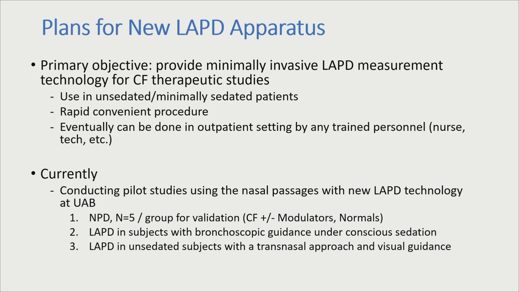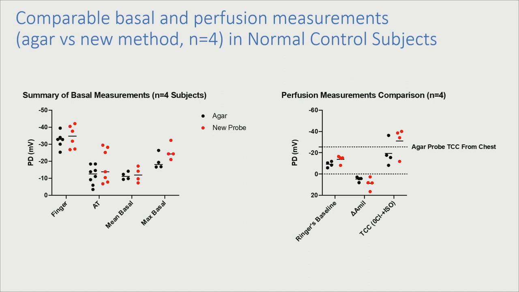Currently we're conducting a pilot study using the nasal passage as an assay to look at this catheter, enrolling patients with and without CF, normals, and patients on and off modulators in an NPD trial to validate the actual catheter, which could then be used in a lower airway potential difference validation study, which we'll be conducting in the early parts of next year. This is early evidence from our group showing comparable basal and perfusion measurements, including key measurements of sodium transport, the change in amiloride, and the CFTR-dependent potential difference measurement, using this compared to our previous agar catheter system, which was developed in the previous standardization wave some years ago.